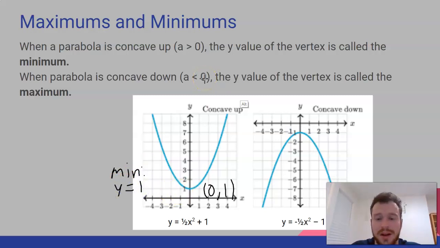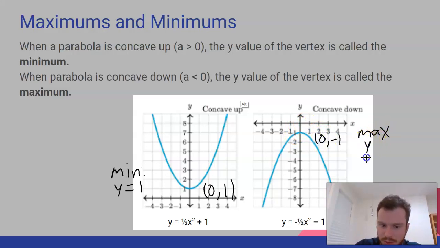Now when a parabola is concave down, the value of a is less than 0, so the value of a is negative, like you see in this function, y = -1/2 x^2 - 1. The y-value of the vertex is called the maximum. It's the highest point of that parabola. So here we have a maximum, and that vertex has coordinates (0, -1). So the maximum is y = -1.